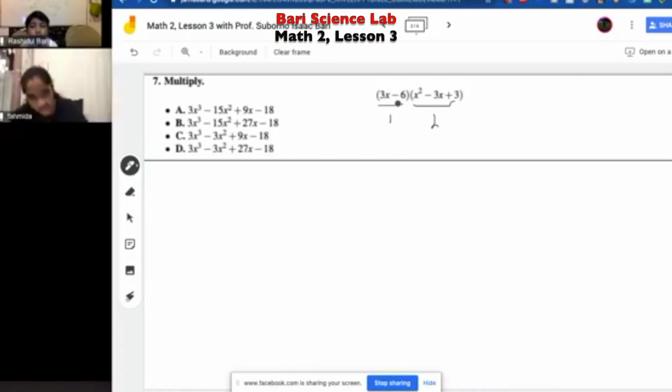What are you multiplying? On page 2, 3x minus 6 times x squared minus 3x plus 3. Do you have to FOIL it? Yeah, you can FOIL it. I think that's the only way. So you're on the right track.